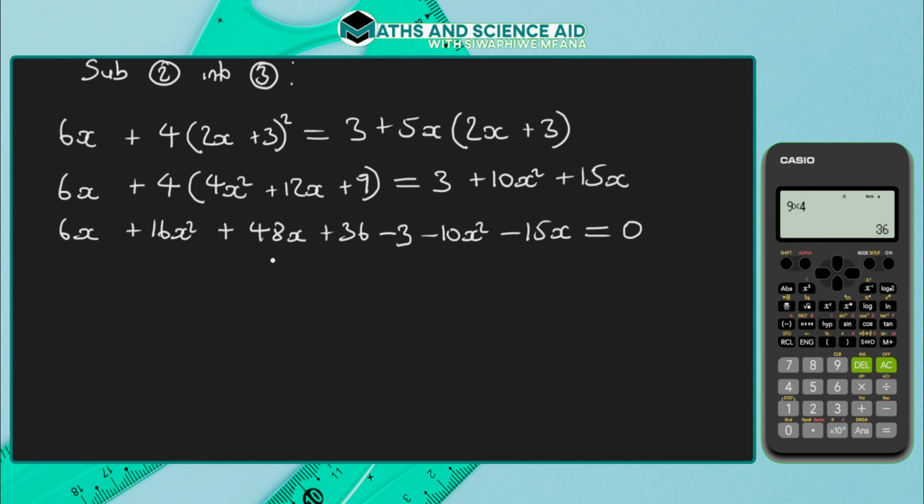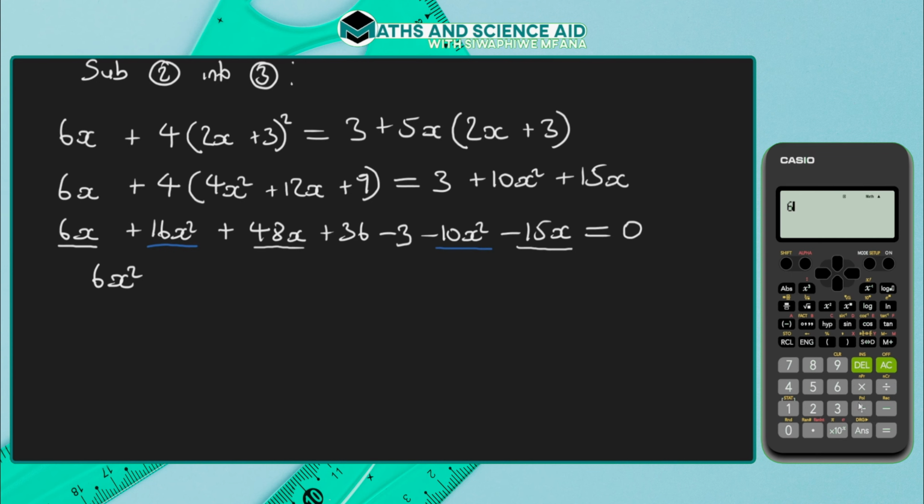And now from here, we need to add up all the like terms and then also write this in the standard form. So in the standard form, we need to start with 16x squared and negative 10x squared. And so of course, 16x squared minus 10x squared is going to give us 6x squared. And then secondly, we need to combine 6x, 48x, and negative 15x. So you can just go straight to your calculator.